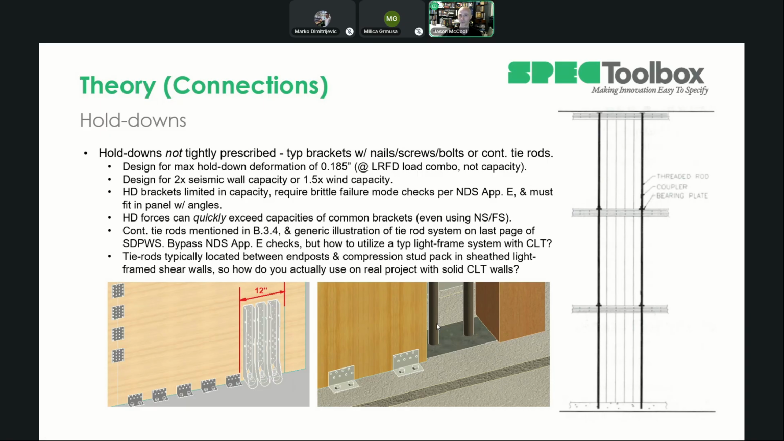Testing on these originally, back in like 2018, that time frame, was done with these continuous tie rods in front of the wall or on both sides of the wall. That can be an issue. If this is along a corridor or in an egress stair, you don't want these large diameter rods sticking out, stubbing their toes on them, trying to get out of the building. So I kind of like doing this in line with the CLT wall.